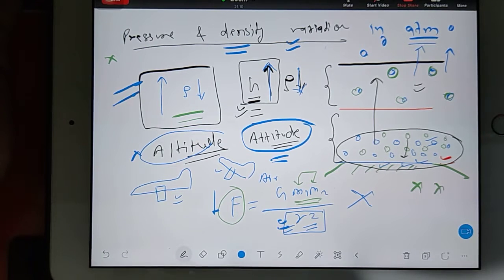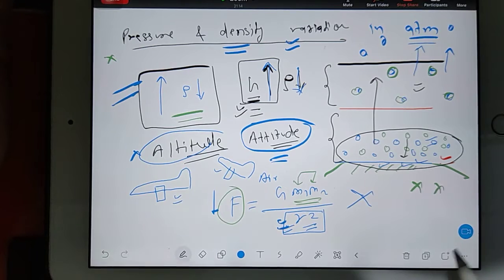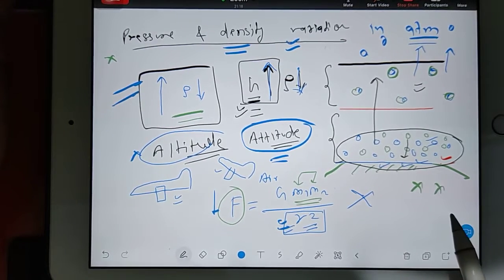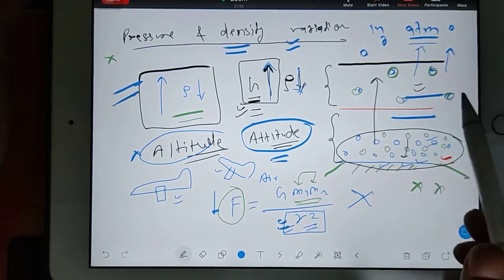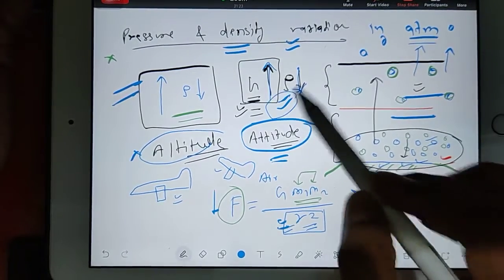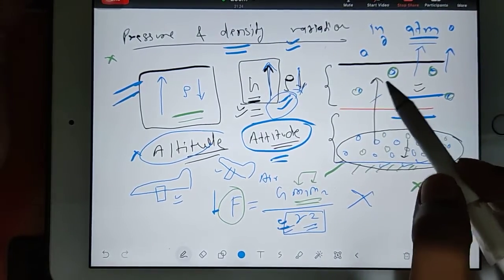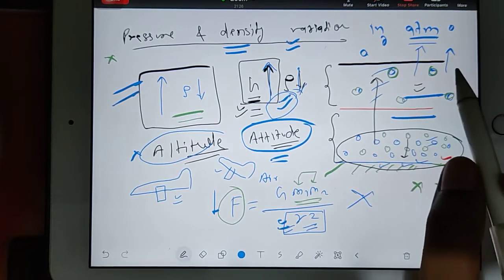Yes, in all situations, everywhere. Yeah, in all the atmospheric spheres. We are specializing in troposphere and stratosphere, but this phenomenon will keep on happening in thermosphere, mesosphere, exosphere, everywhere.